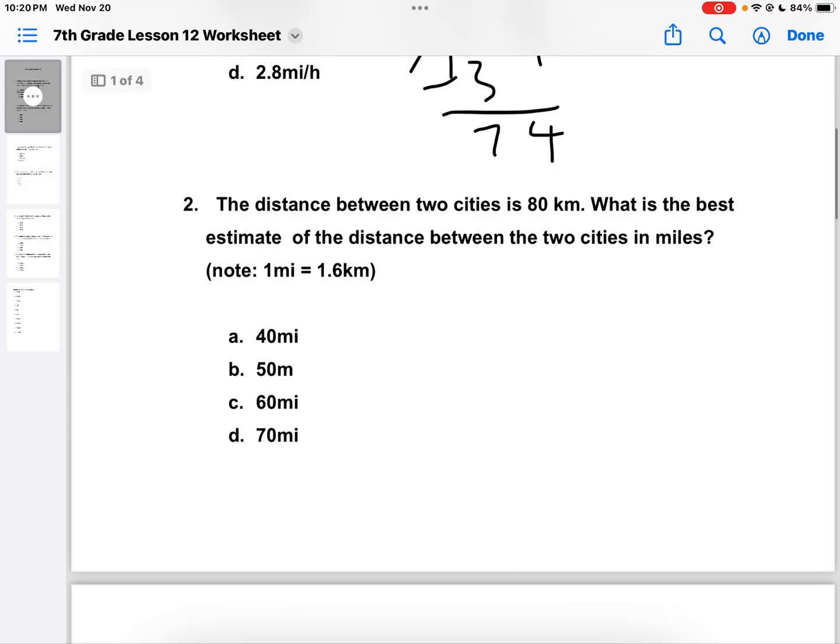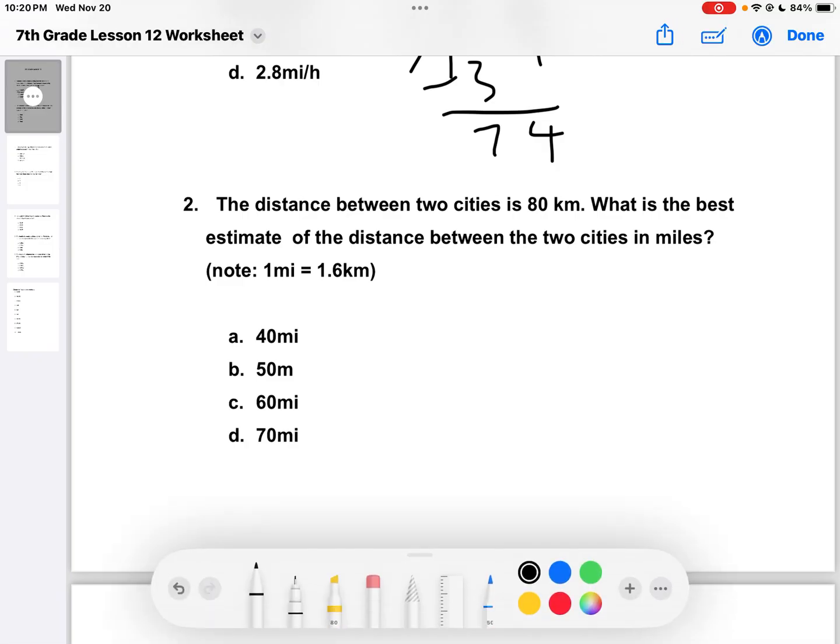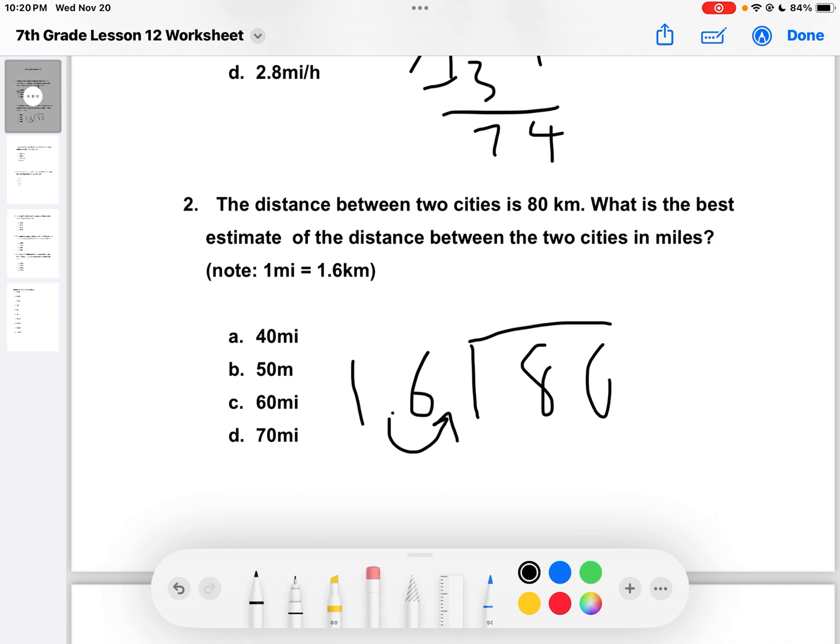Alright, number 2, the distance between two cities is 80 kilometers. What is the best estimate of the distance between the two cities in miles? Note that 1 mile equals 1.6 kilometers. So we need to divide 80 by 1.6. And since 1.6 has a decimal, we could move the decimal to the right one space to cancel out the decimal. So this will just be 16.